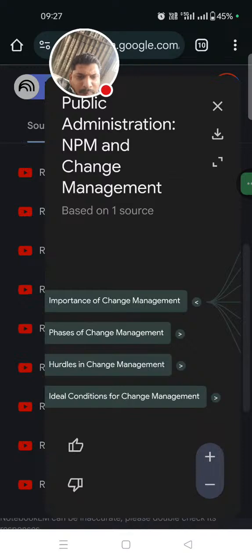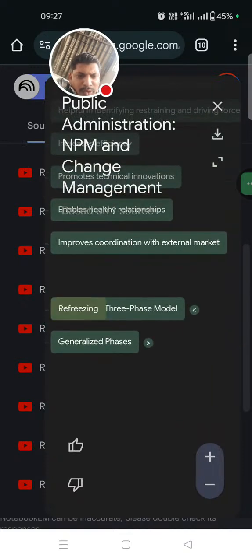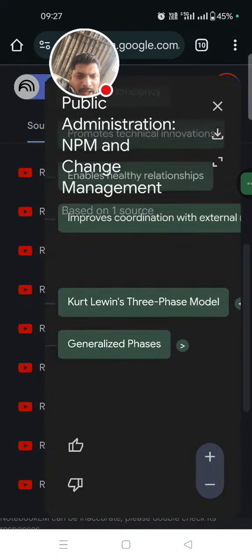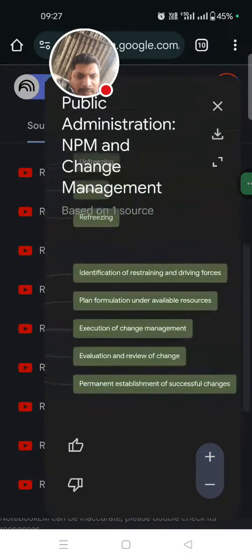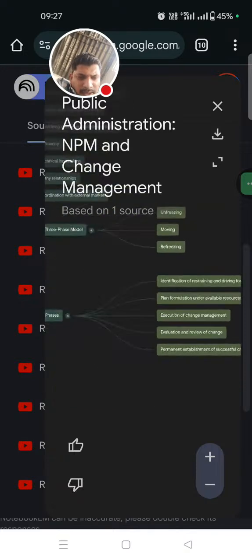Then comes the phases of change management. Kurt Lewin's three-phase model is unfreezing, moving, and refreezing. And the generalized phases are identification of restraining and driving forces, plan formation under available resources, execution of change management, evaluation and review of change, and permanent establishment of successful change.